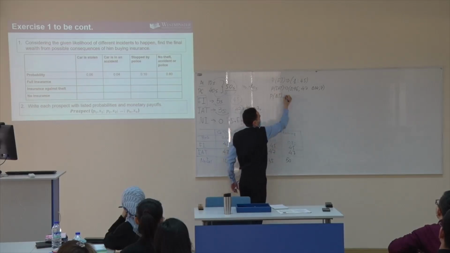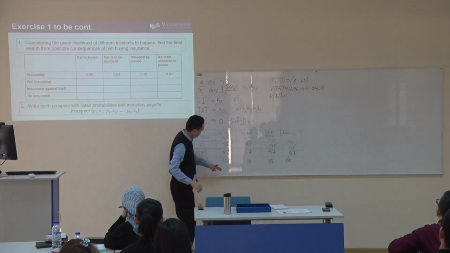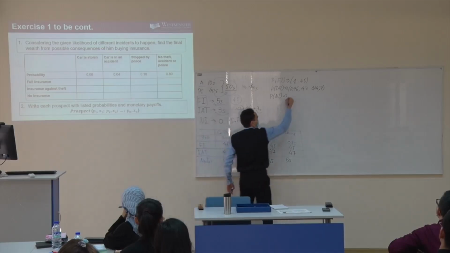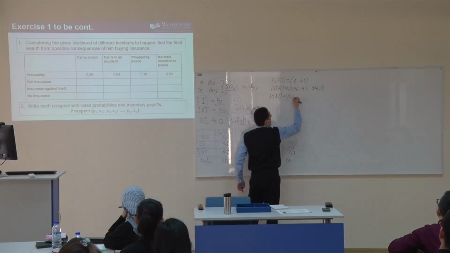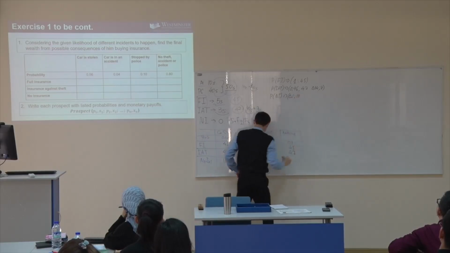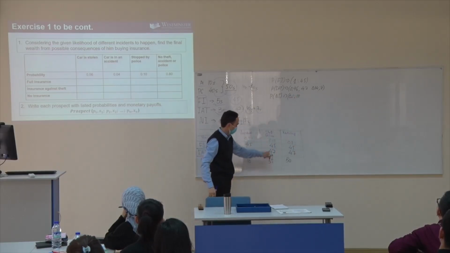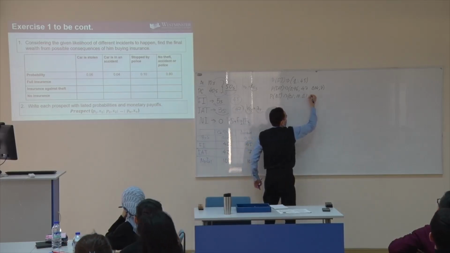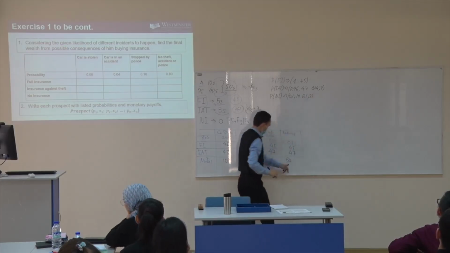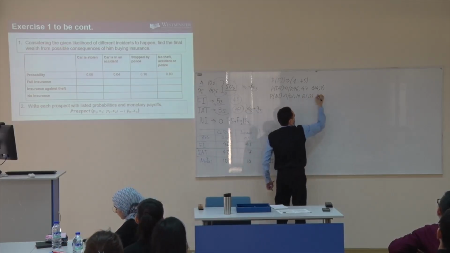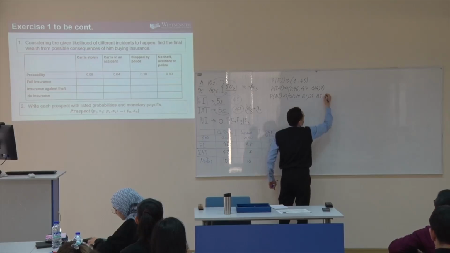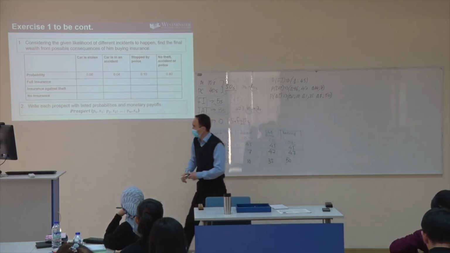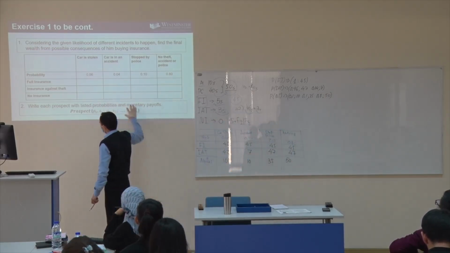Okay, no insurance. What's the likelihood of a monetary payoff of 10? Now there is a 10% probability of having 10. And what about 35? 10% of having 35. And this one, 80. So we have an 80% probability of a monetary payoff of 50. Okay, good. So now we have written these prospects.